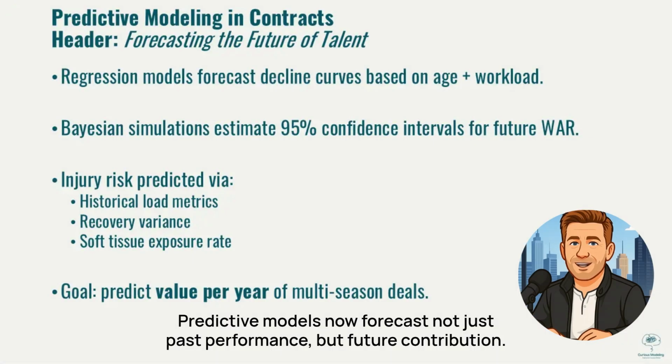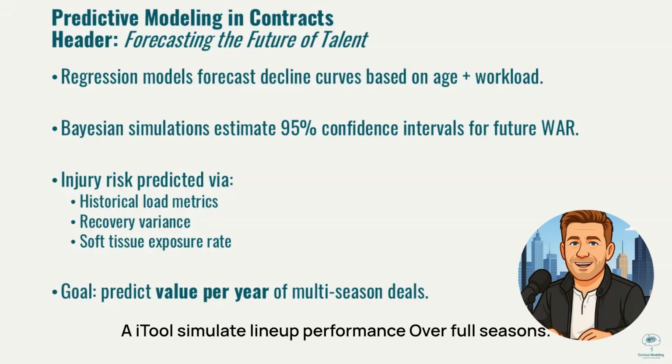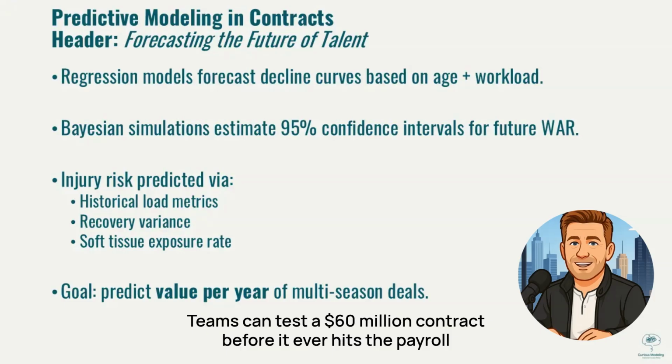Predictive models now forecast not just past performance, but future contribution. Regression models project player decline curves. Injury risk algorithms flag potential red flags before signing. AI tools simulate lineup performance over full seasons. Teams can test a $60 million contract before it ever hits the payroll.